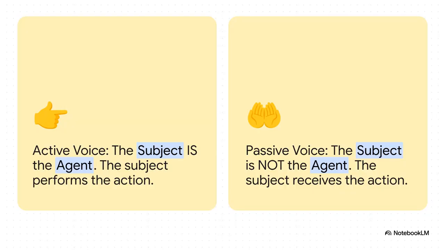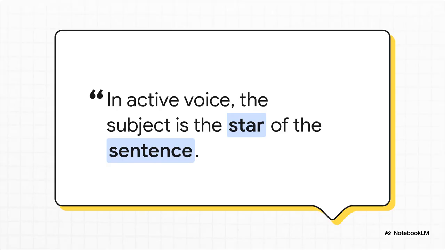And here it is. This is the whole secret. In what we call the active voice, the subject is the agent. Simple. The focus of the sentence is also the one doing the action. But in the passive voice, the subject is not the agent. The focus of the sentence is just receiving the action, not actually doing it. That's literally the entire difference. Here's a really fantastic way to remember this. In the active voice, the subject is the star of the sentence. They're front and center, they're performing the action, they're taking the spotlight.